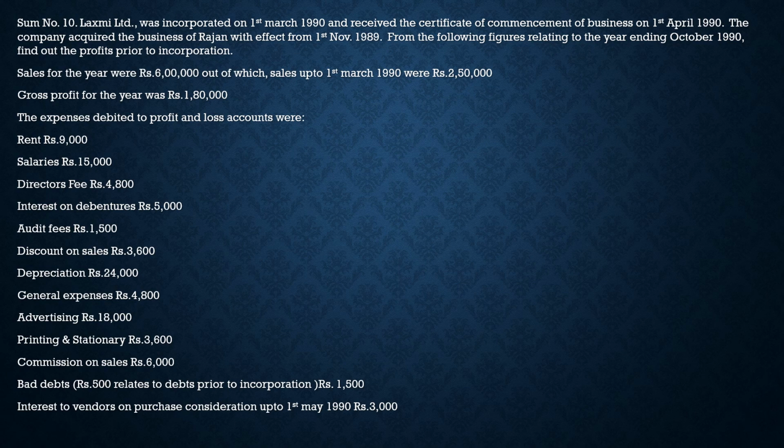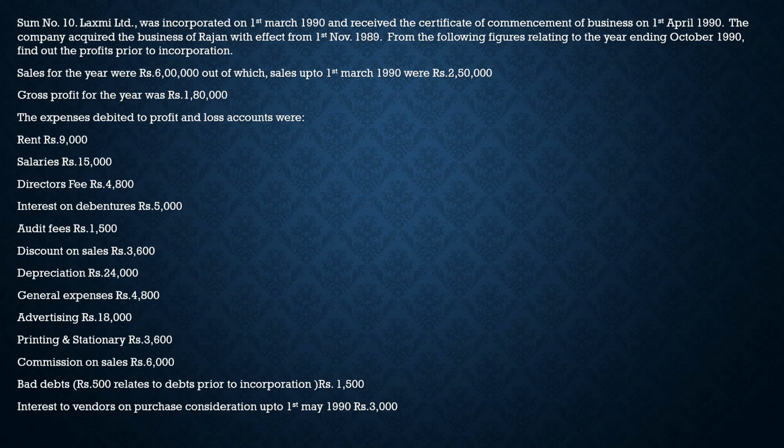Bad debts here, you have paid 1,500. You have incurred bad debts of 1,500. Out of this 1,500, 500 is for the prior to incorporation period, that is for the first period up to 1st March. So what will be the remainder out of 1,500? 1,500 minus 500 will give you 1,000. So 1,000 will be for the second amount column, that is the post incorporation period.